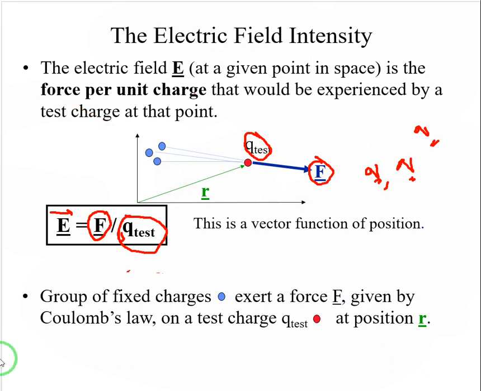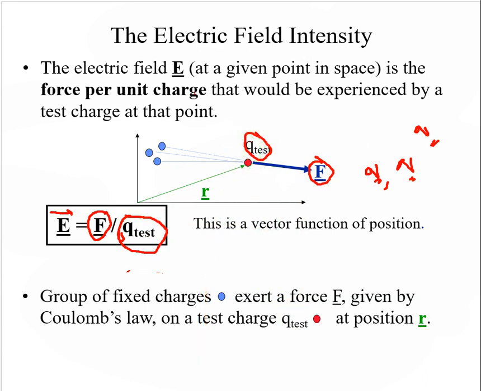Now coming to a simple thing, a group of fixed charges. We will have a group of fixed charges, like two, three, four, five, more than one charge, for Coulomb's law. They exert a force F given by Coulomb's law on a test charge Q at a position R. This test charge is at position R, and the Coulomb force F is experienced by the test charge Q.